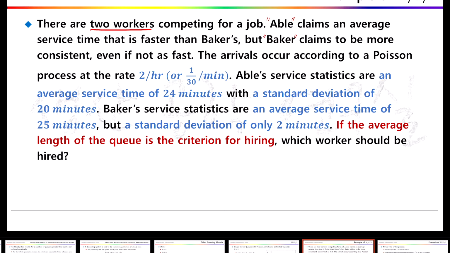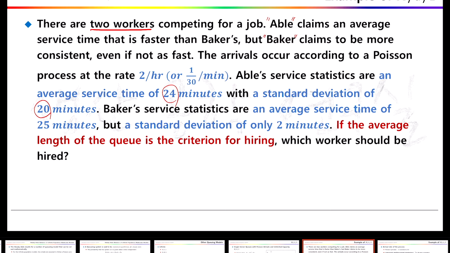The arrivals occur according to a Poisson process at the rate of 2 persons per hour, or 1 over 30 persons per minute. Abel's service statistics are an average service time of 24 minutes with a standard deviation of 20 minutes.